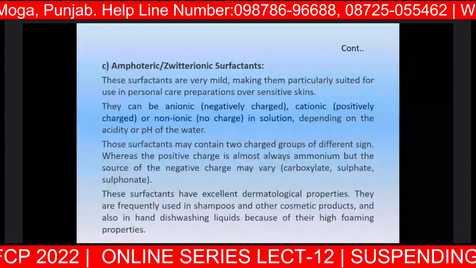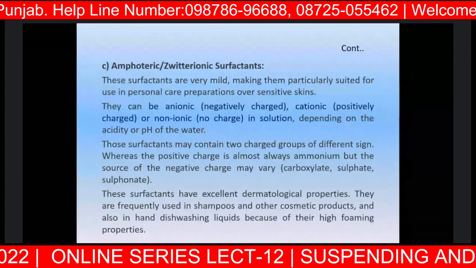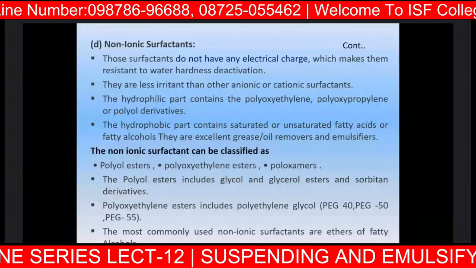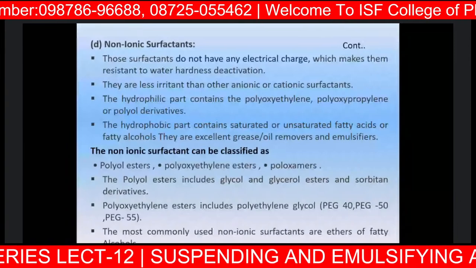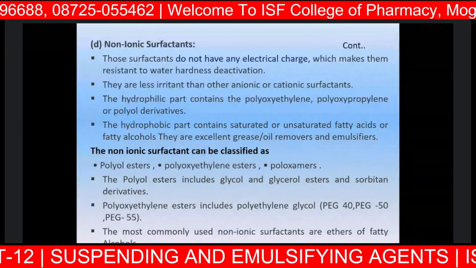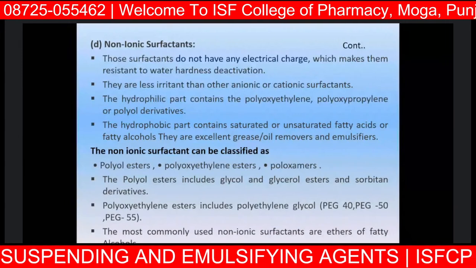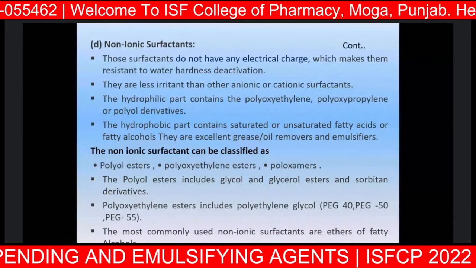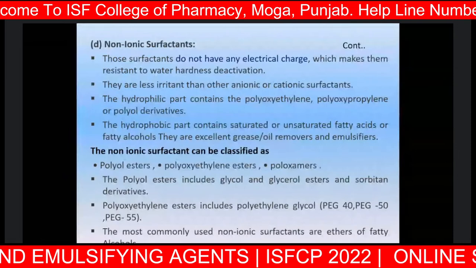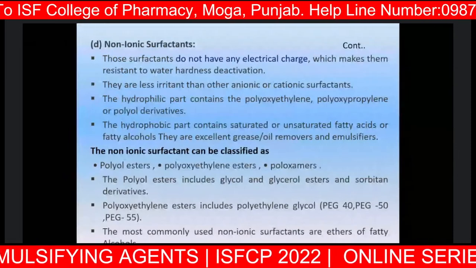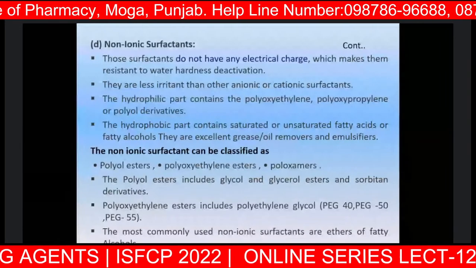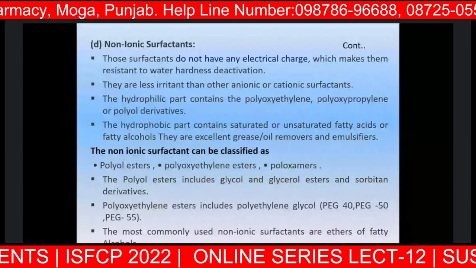Next is the cationic surfactant. In solution, the cationic surfactants are quaternary ammonium compounds, and they are mostly used for their disinfectant and preservative properties, as they have good bactericidal property. So the main role of the cationic surfactant is for those formulations which are used to clean wounds. Examples are benzalkonium chloride and cetylpyridinium chloride.